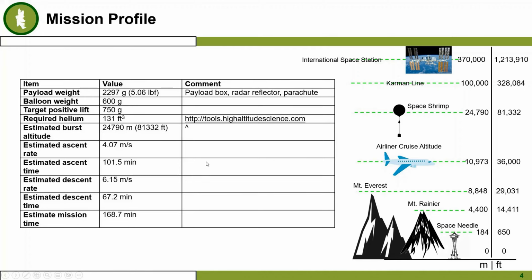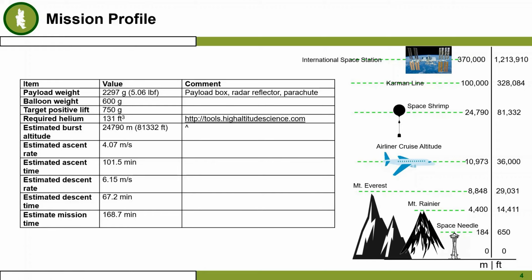Just to read off a couple of these numbers, we anticipate around an 81,000 foot burst, and we're going to see that this is surprisingly accurate when we go look at the actual mission that we executed. It's going to go up at about 4 meters per second and take a little over an hour and a half to get to a bursting altitude.